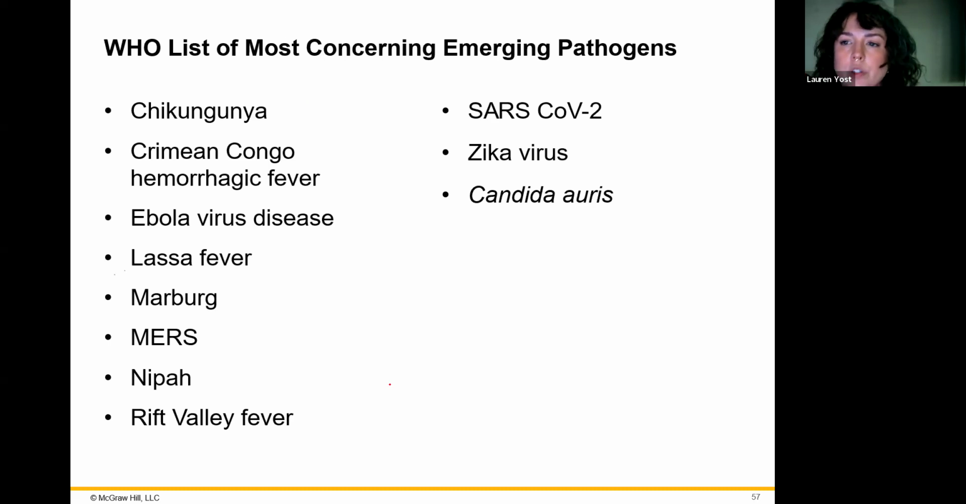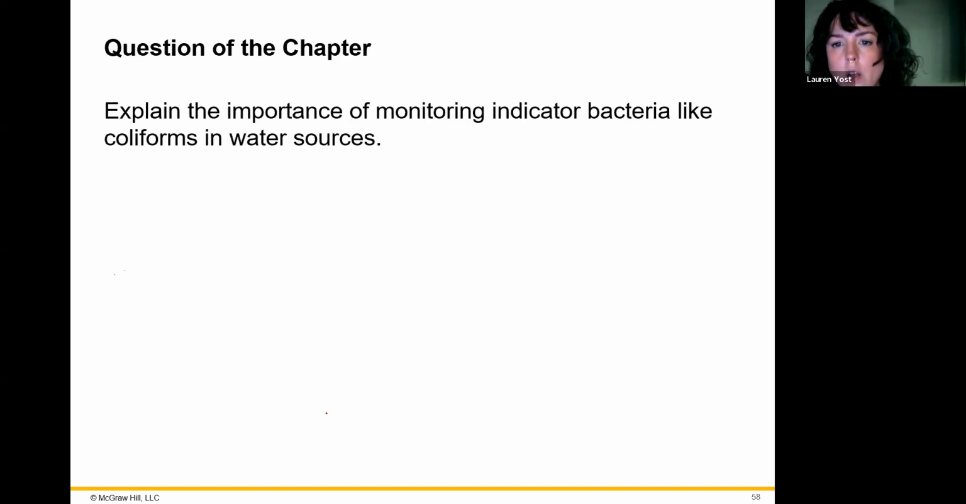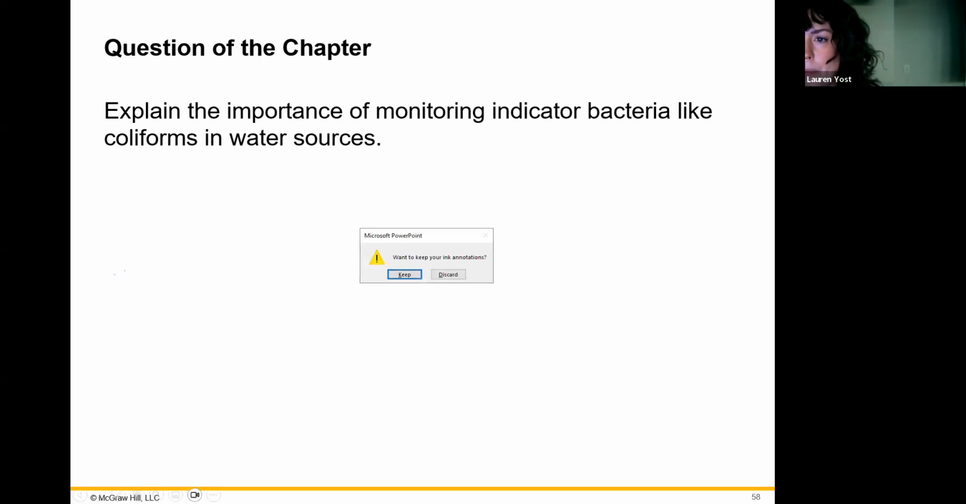And these are some of the most concerning emerging pathogens. Again, we have chikungunya, which is in the United States transmitted by mosquitoes. And then we have Crimean Congo, which is what I studied. And then Ebola and some of these other ones, Rift Valley, Candida auris. So explain the importance of monitoring indicator bacteria like the coliforms in the water sources. It's just like if we can see the indicator bacteria, then the pathogens might be there.